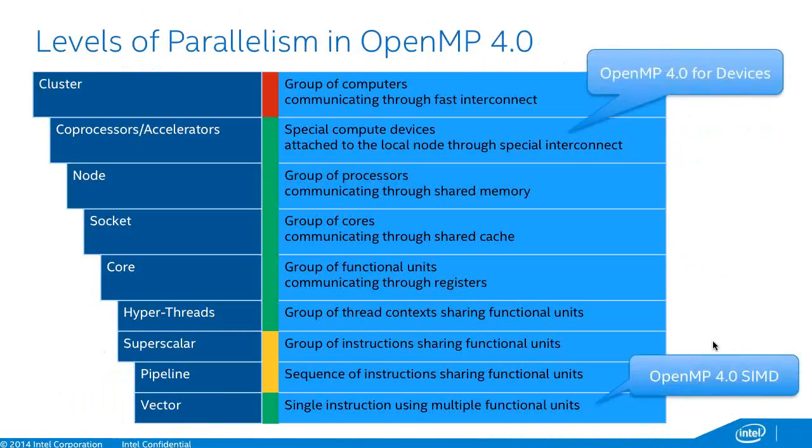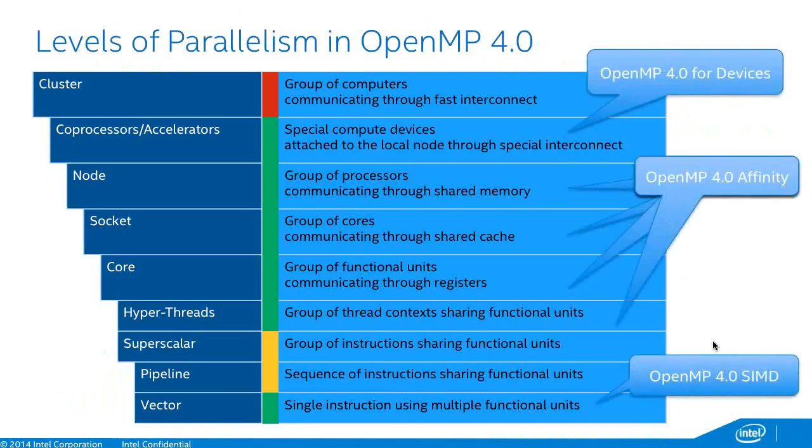The other one is, of course, because of the introduction of coprocessors and accelerators, OpenMP now has directives to handle devices or targets. But more importantly for today's talk, there are very useful tools that OpenMP 4.0 defines about affinity, which concerns the node all the way down to the hyperthread.